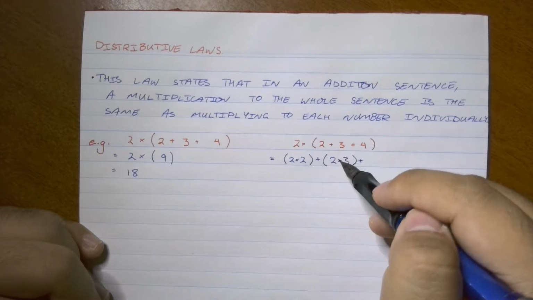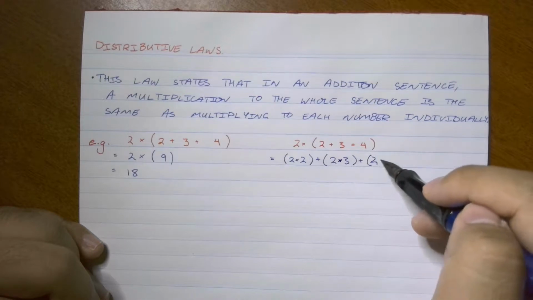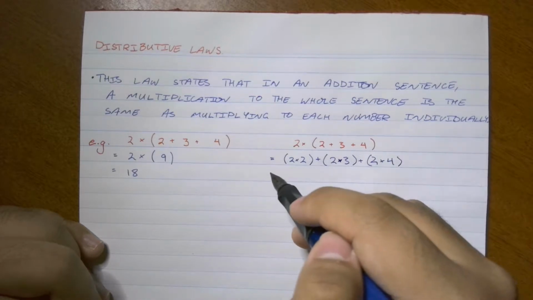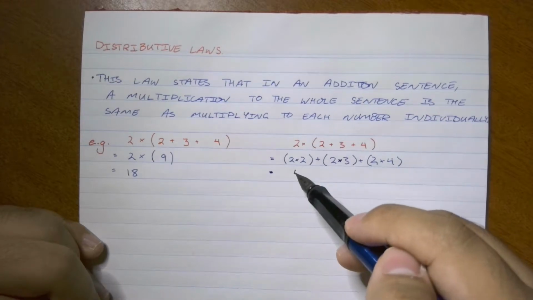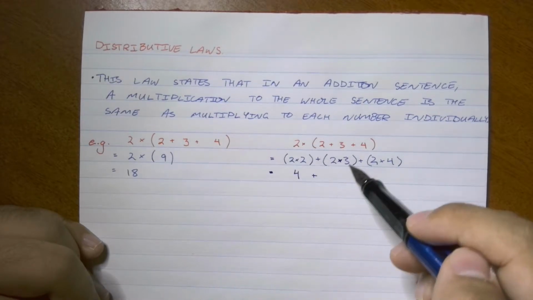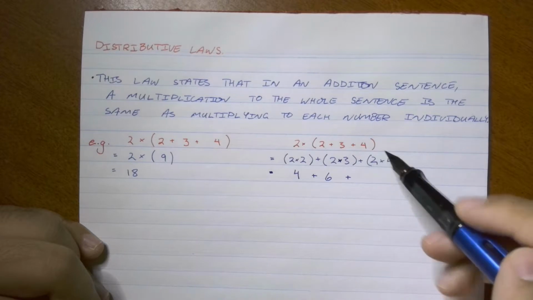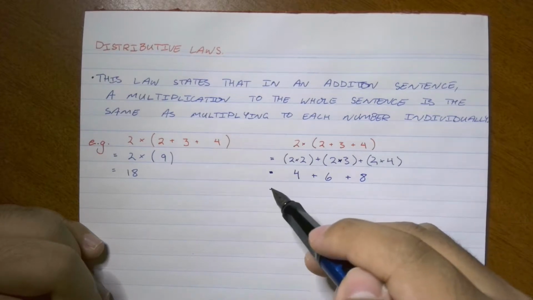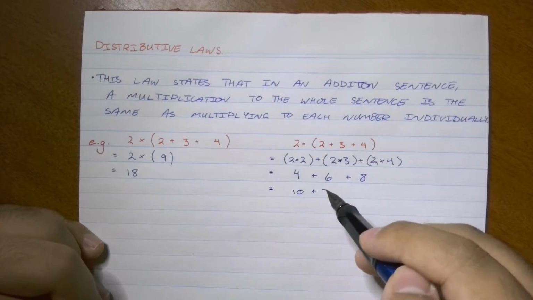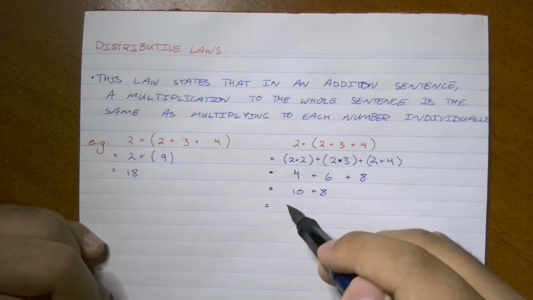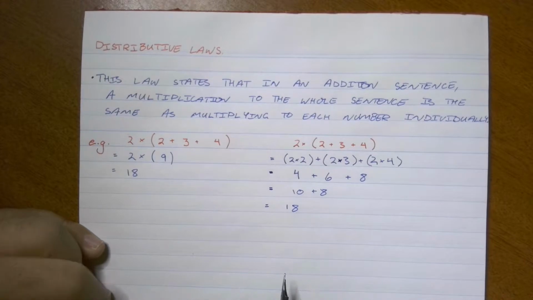plus 2 times 4. Let's see the answer that we get with this. 2 times 2 is 4, plus 2 times 3 is 6, 2 times 4 is 8. 4 plus 6 is 10. Carry the 8 down. It's also 18.